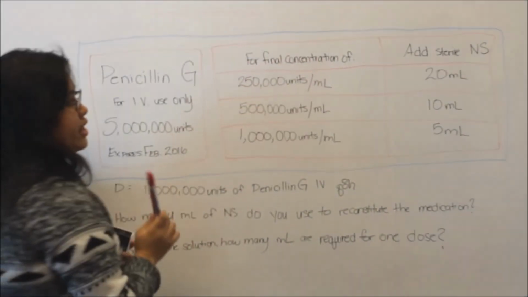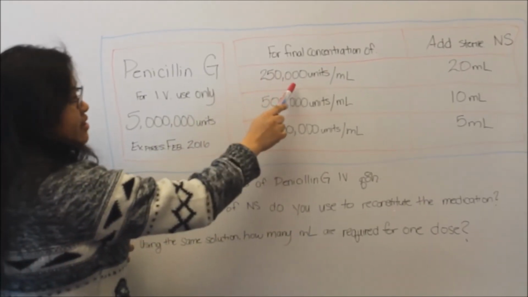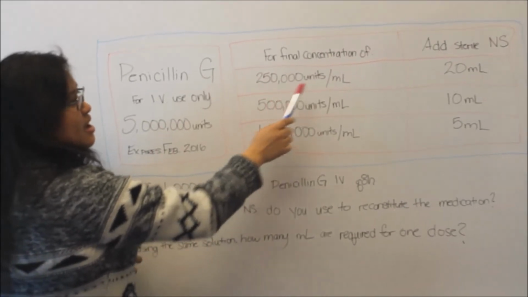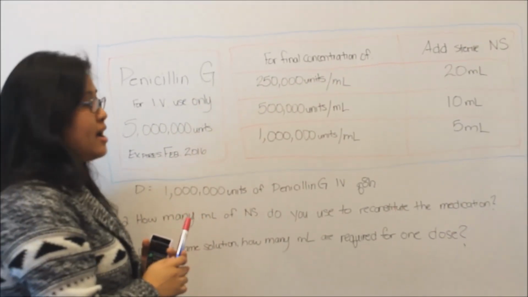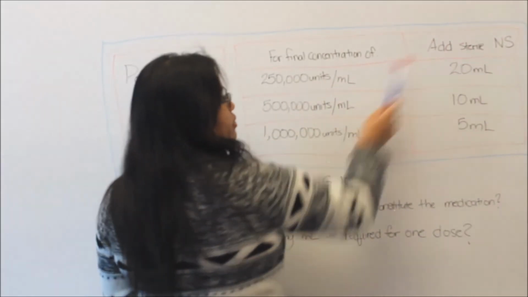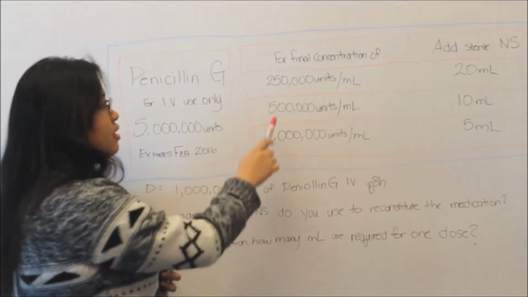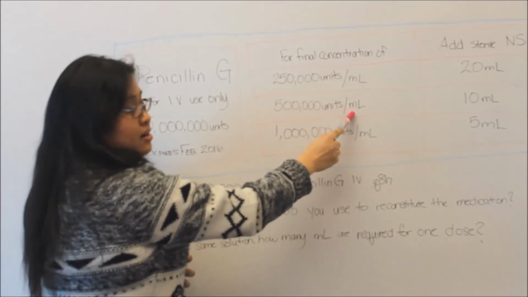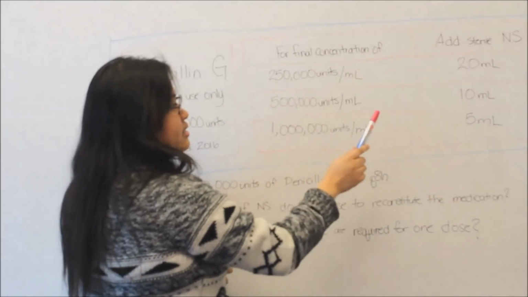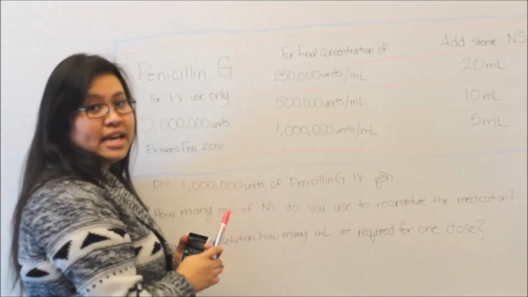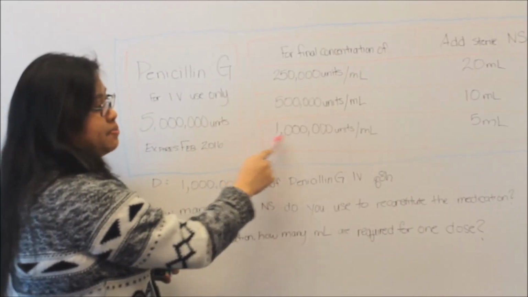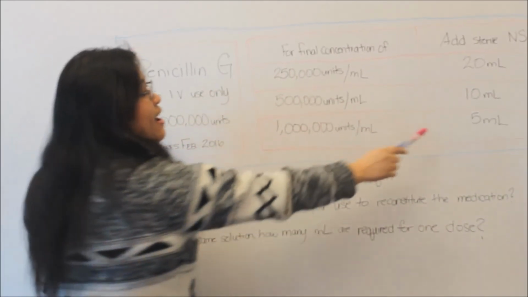If your final concentration is 250,000 units per mL, you need to add 20 mLs of normal saline, just like the label says. For a final concentration of 500,000 units per mL, your concentration needs 10 milliliters of normal saline added to it. For a final concentration of 1 million units per mL, you need to add 5 mLs of normal saline.